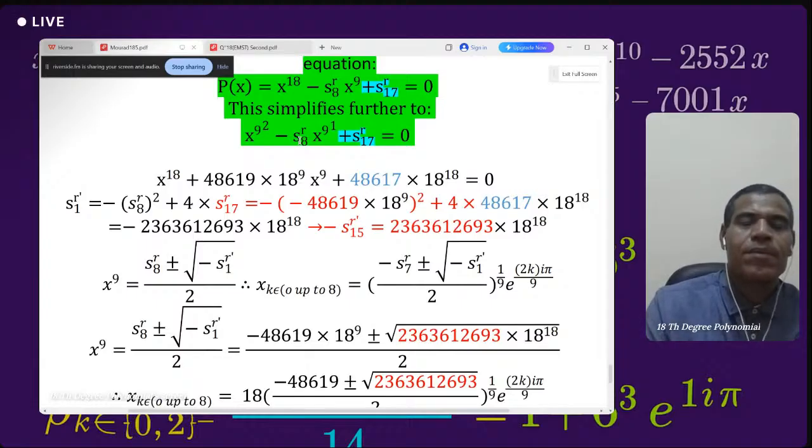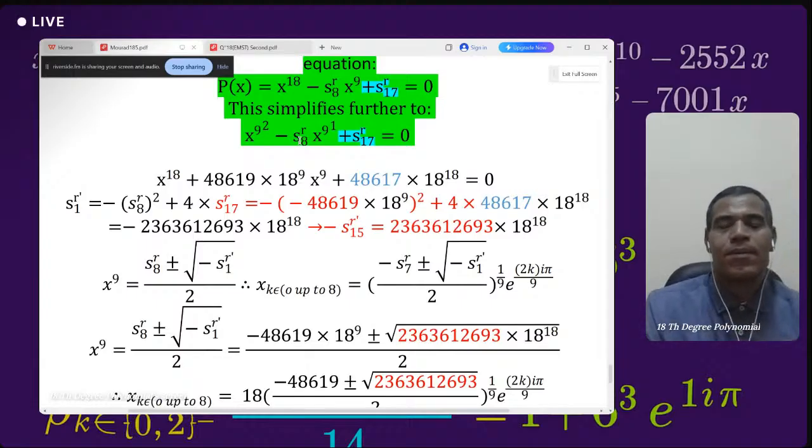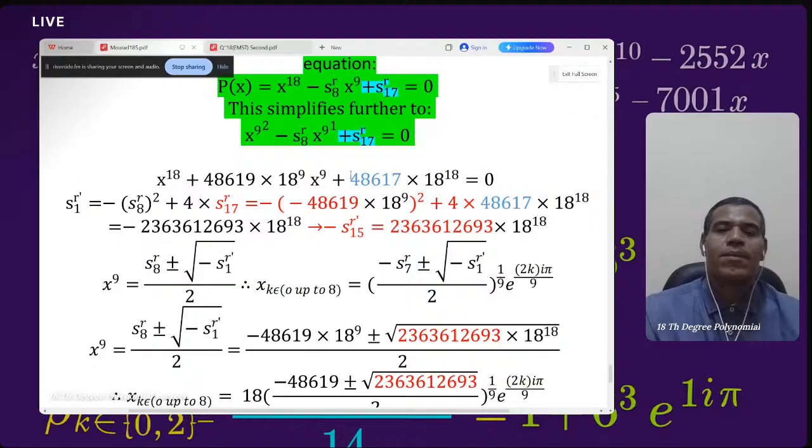Precisely. It's a quadratic equation in the variable y, which stands for x^9. And we all know how to solve quadratic equations. Yeah, using the quadratic formula, negative b plus or minus the square root of b squared minus 4ac, all over 2a. That's the one. And critically, we use the exact symbolic values we derived earlier for S8R and S17 as our b and c coefficients.